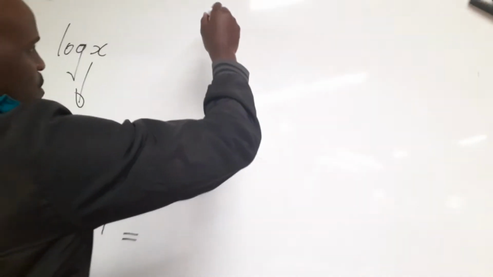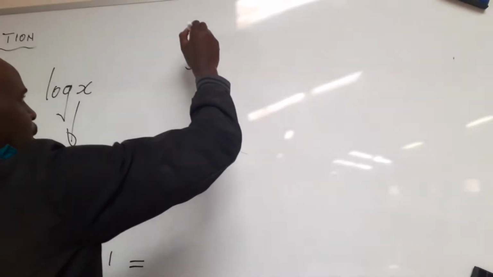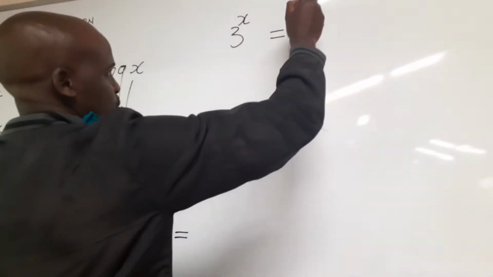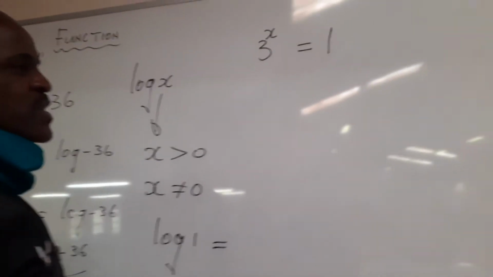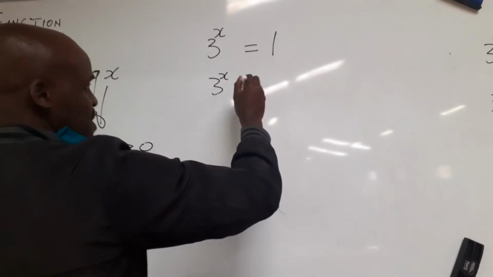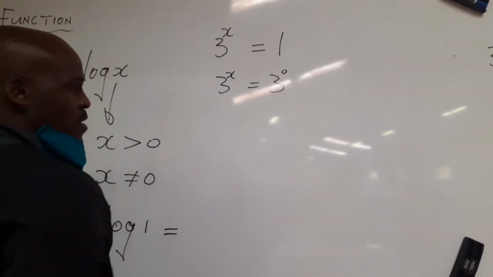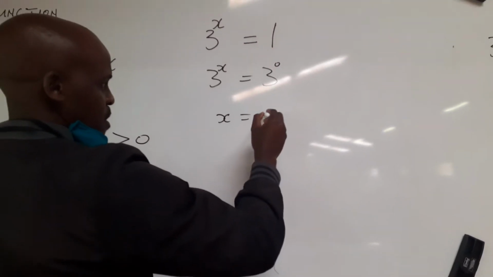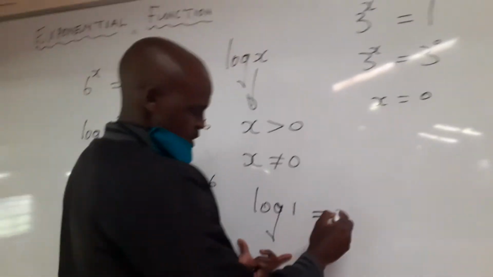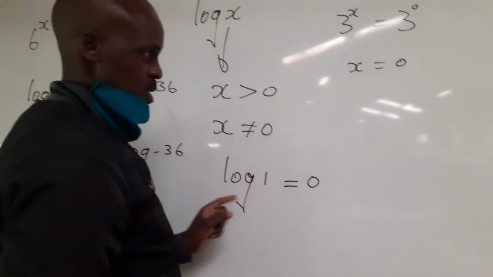But then, if, for instance, we have 3 exponent x is equal to 1. You change that again. 3 exponent x is equal to 3 exponent 0. Therefore, x is equal to 0. Same thing here. Log 1 is equal to 0. Using a calculator, log 1 is equal to 0.